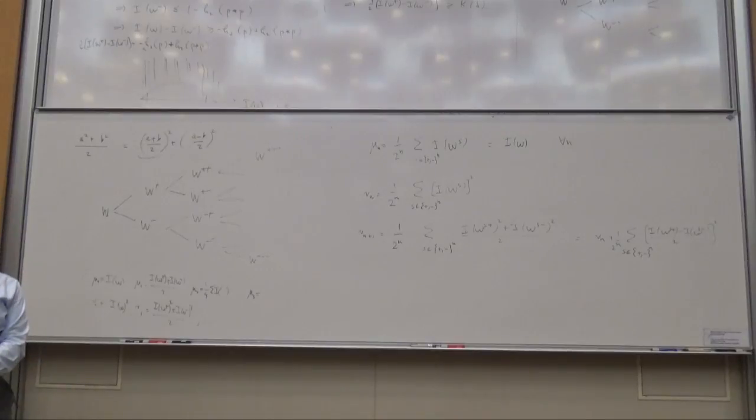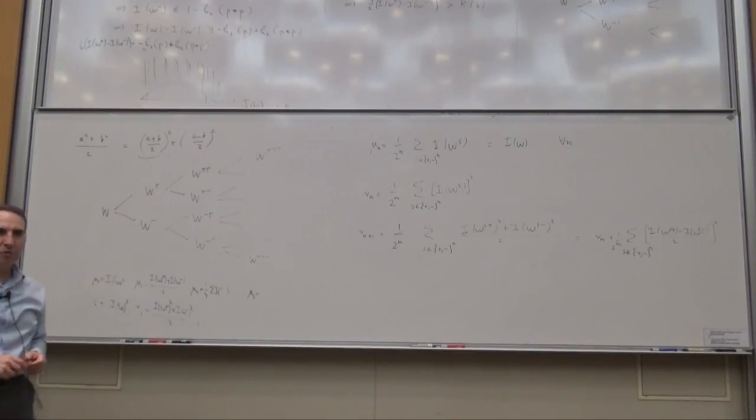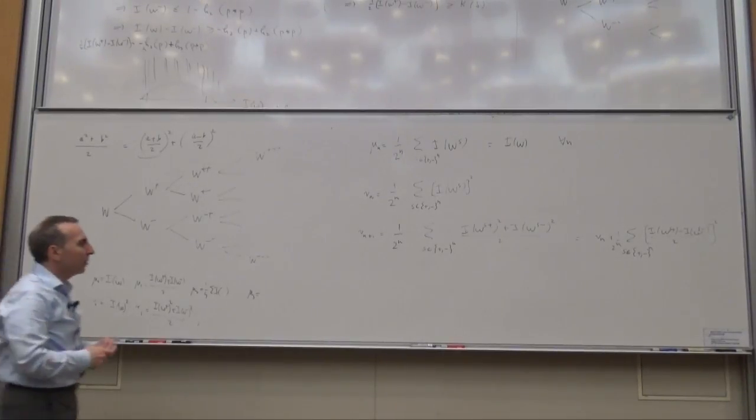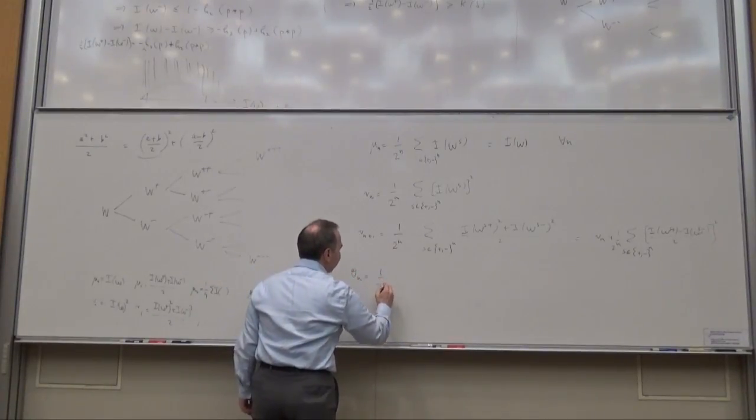Let me compute a third statistic. So I have now two statistics, the mu and the mu. Let me compute a third one. Let me call it theta. Theta is going to be the following. So theta n is the following thing.